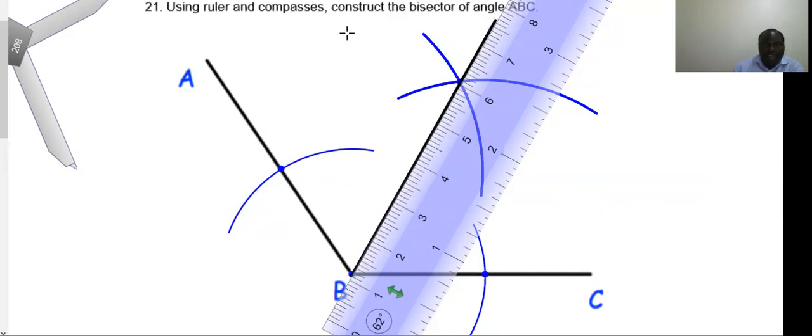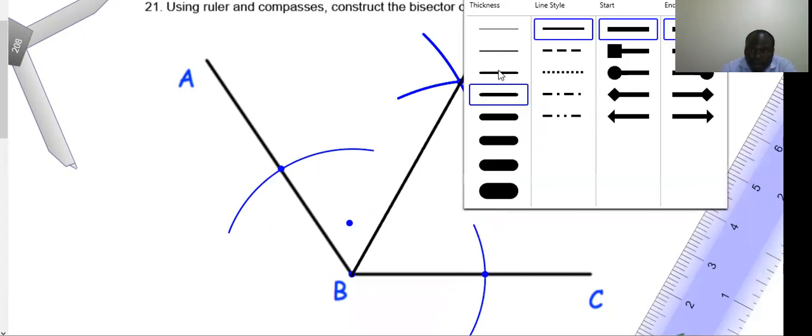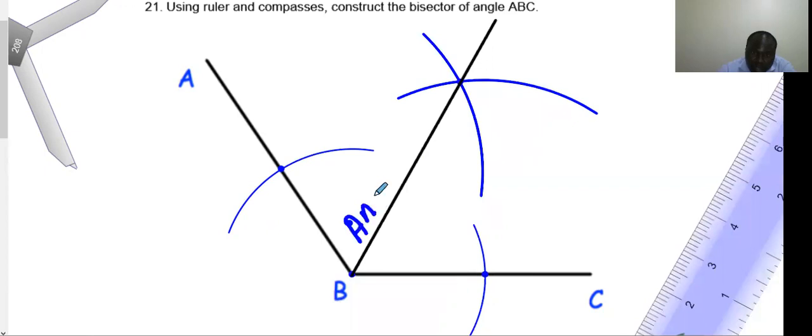Now that line which we have drawn is what we call the angle bisector. So this is your angle bisector. We can label it. This line here is your angle bisector. The angle bisector is this line which I have drawn. See that? That is your angle bisector.